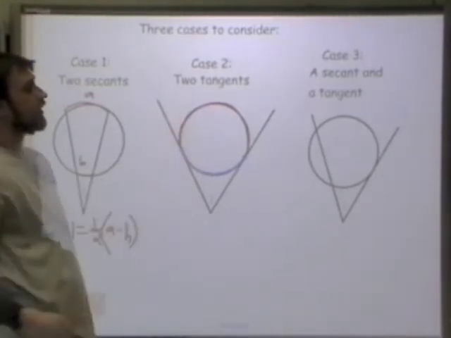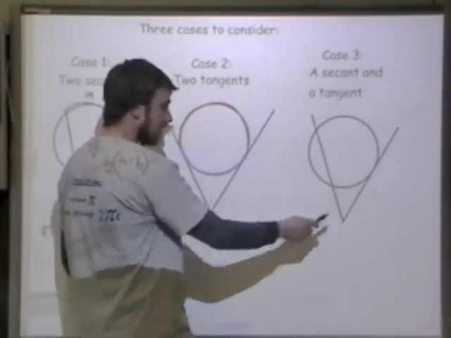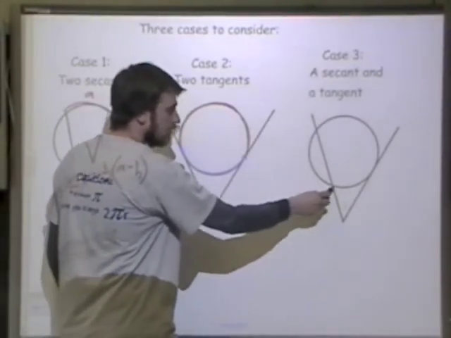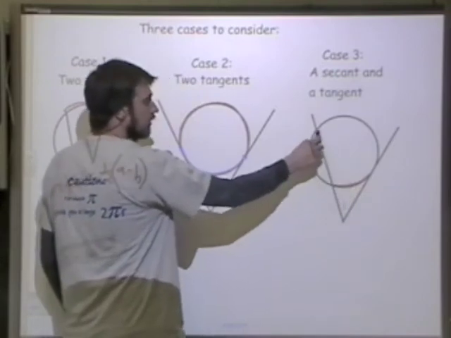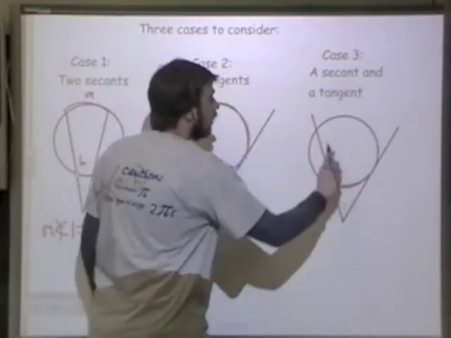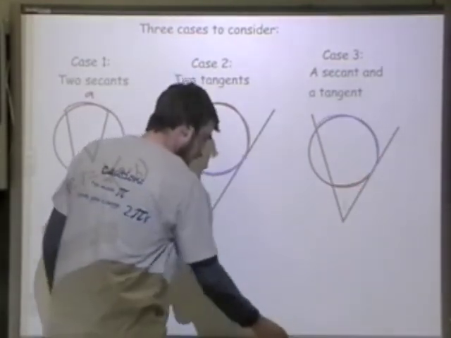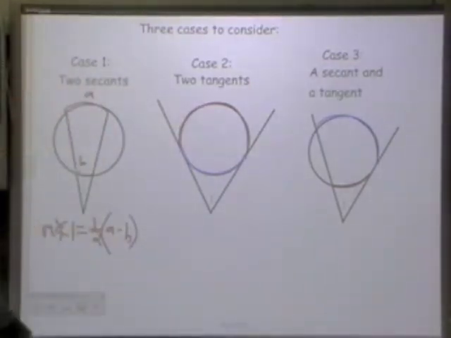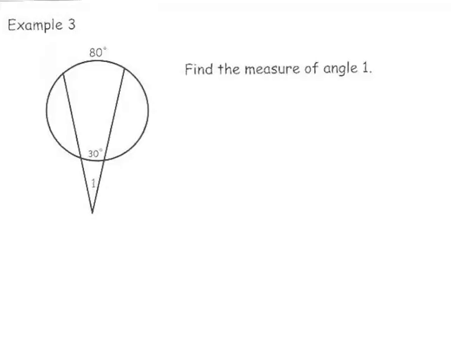And finally, a secant and a tangent. To identify the arcs, we can see that the angle intercepts arc 1 and arc 2. And we use the exact same formula. Let's take a look at 3 examples.